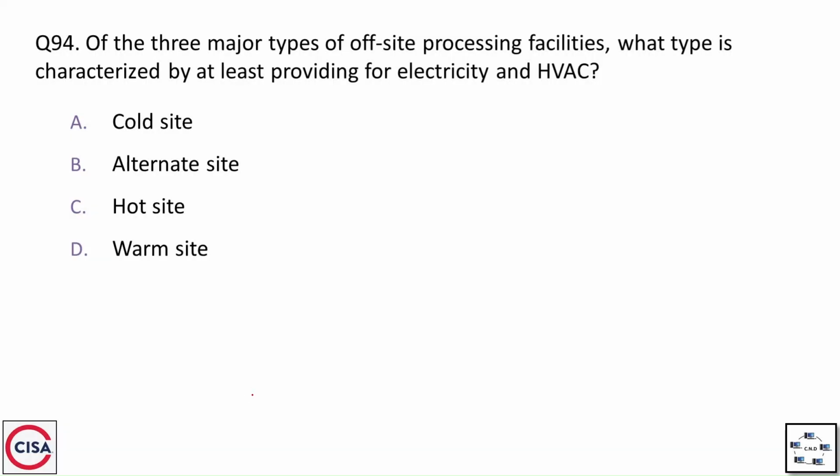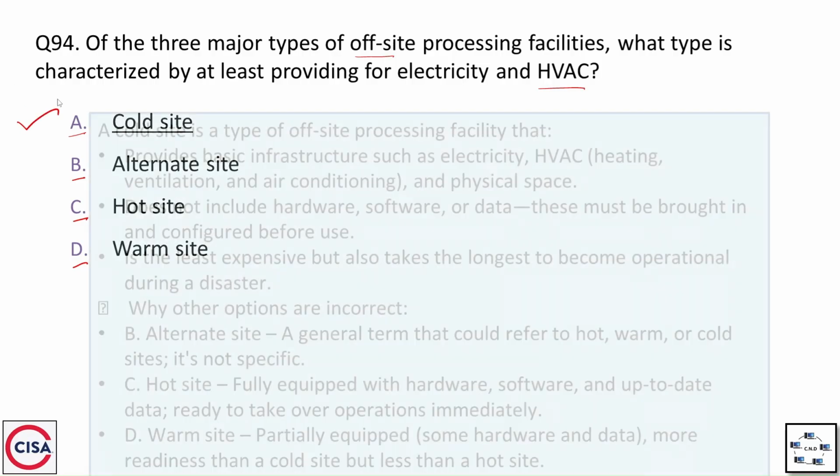Question number 94. Of the three major types of off-site processing facilities, what type is characterized by at least providing for electricity and HVAC? HVAC is heating, ventilation, and air conditioning. And the options are option A, cold site, option B, alternate site, option C, hard site, and option D, warm site. And the correct option is option A, cold site.